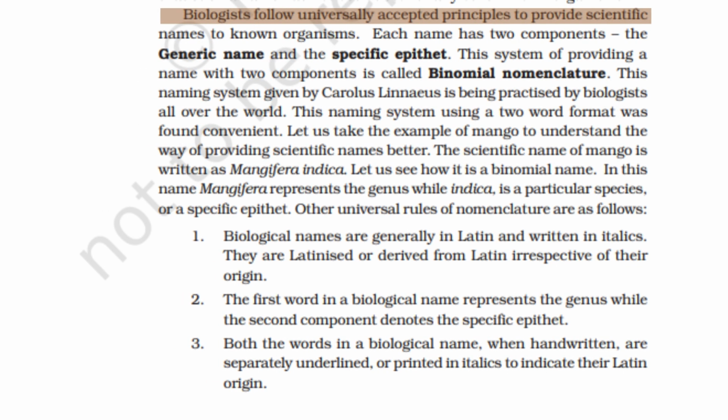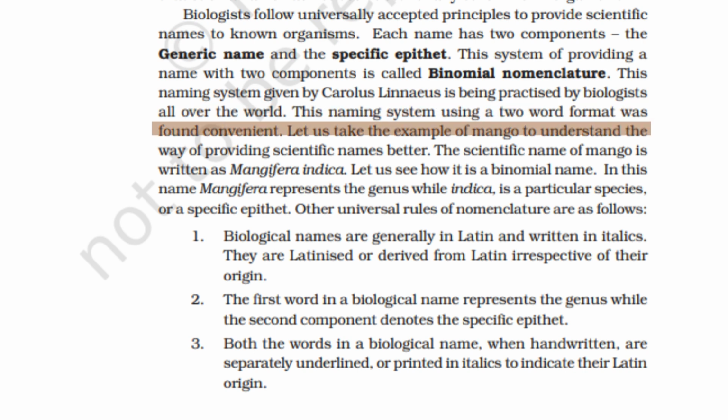Biologists follow universally accepted principles to provide scientific names to known organisms. Each name has two components, the generic name and the specific epithet. The system of providing a name with two components is called binomial nomenclature. This naming system, given by Carolus Linnaeus, is being practiced by biologists all over the world. This naming system, using a two-word format, was found convenient.